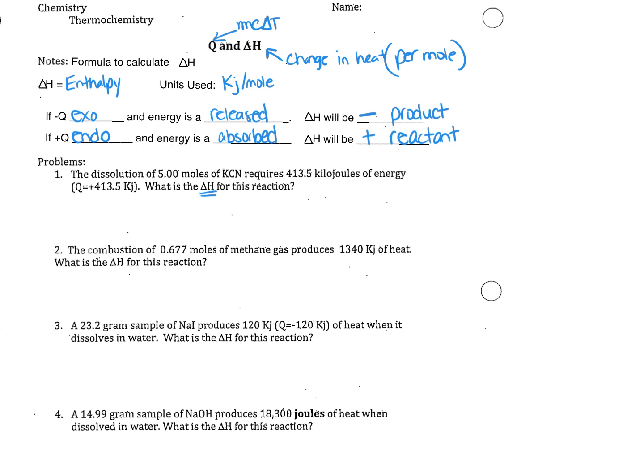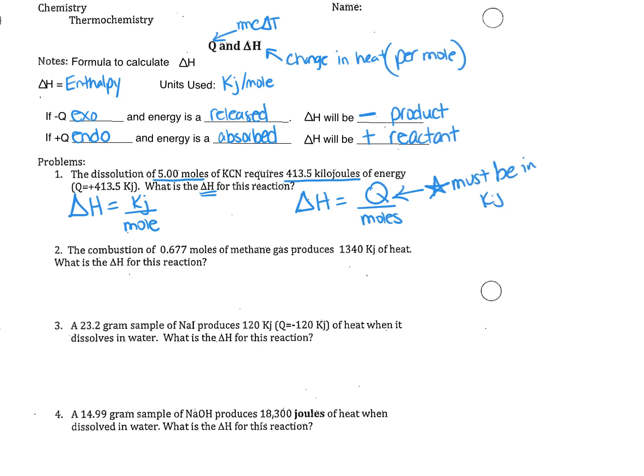So how do we find out the enthalpy? Well, here's what we have to remember. We have to remember that delta H is going to be in kilojoules per mole. So when we think about this, it tells us our kilojoules and it tells us our moles. So we actually want to find delta H by taking our Q and dividing it by our number of moles that we have. Now our Q here, it must, for these problems, be in kilojoules.